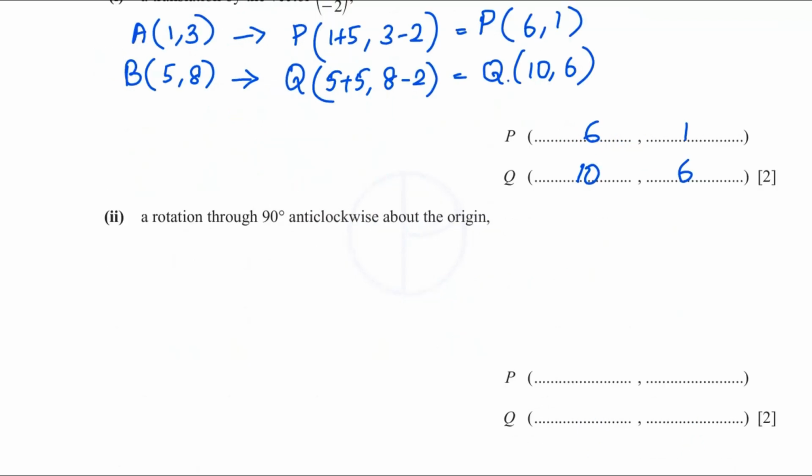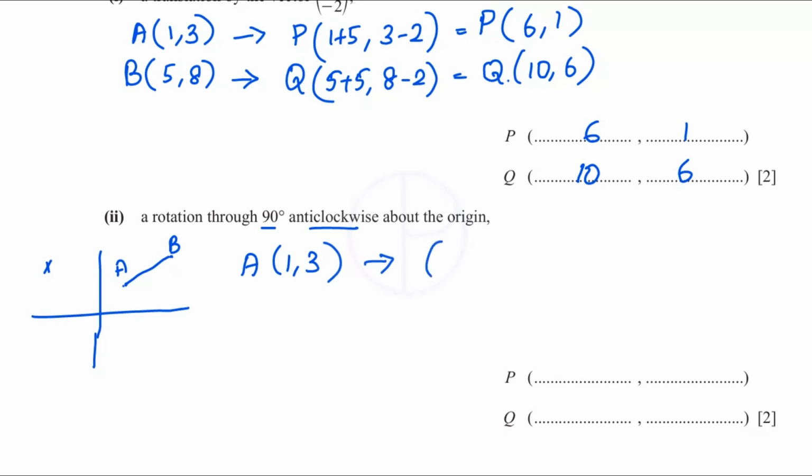Next part of the question is a rotation through 90-degree anti-clockwise about the origin. So the line AB is rotated through 90-degree anti-clockwise. If you draw the line AB, so this is 1, 3, then it will be 5, 8. Okay. When it is rotated through 90-degree anti-clockwise, you'll get the line in this part. So in this part, x value will be negative. So the coordinate of A will become, exchange the x and y coordinate value first, 3, 1.